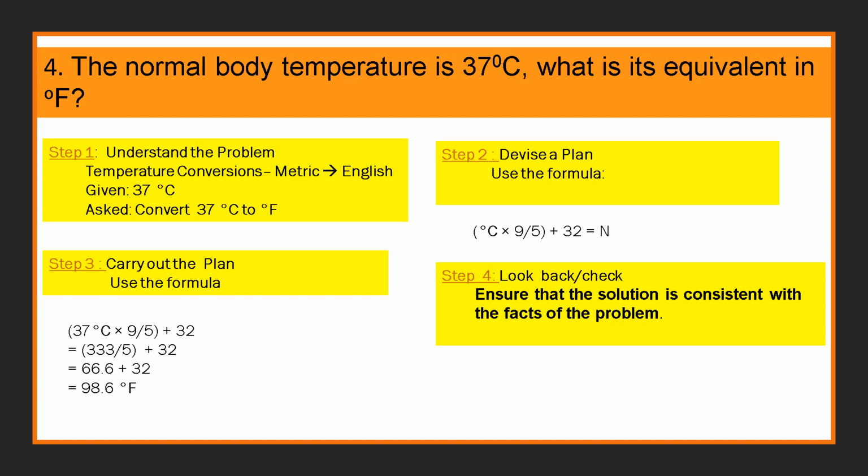So, looking back or check, ensure that the solution is consistent with the facts of the problem. Of course, degrees Fahrenheit is a smaller unit compared to our given, which is 37 degrees Celsius. So this is a bigger unit, so it is expected that our result should be greater in number. So this result is reliable.